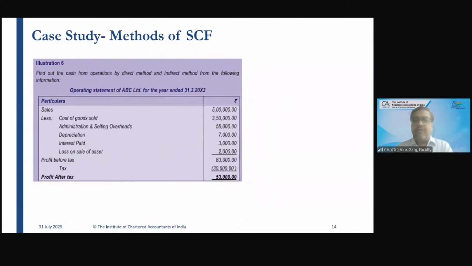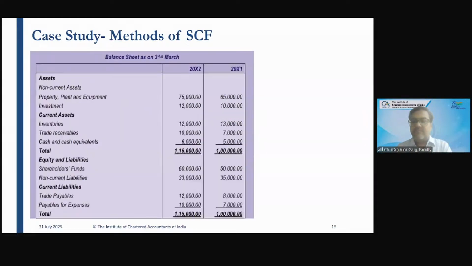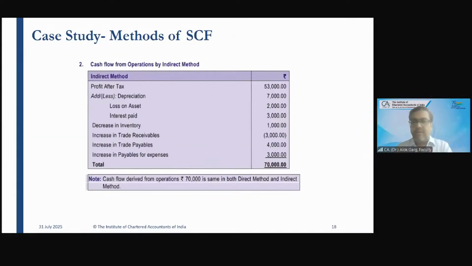So my profit includes my sales, purchases, everything. So now I need to adjust my non-cash items. What are my non-cash items? Depreciation, loss on sale of asset, and there is a non-operating item which is interest paid. I have added back this item also, right? So up to this part, I got my cash flow from operating activity before changes in working capital.